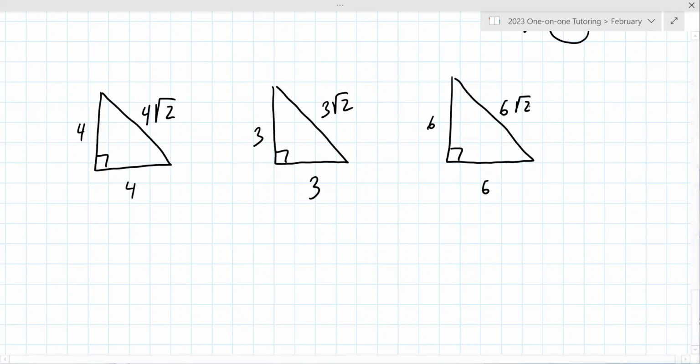Do you see a pattern? I see a pattern. Well, yes, but can you tell me in words what the pattern is? I'm asking if you see a pattern from the two numbers on the legs to the hypotenuse, the two numbers on the legs to the hypotenuse.